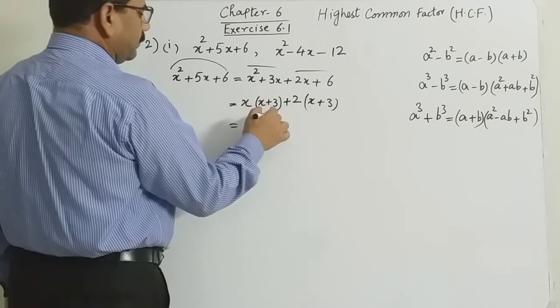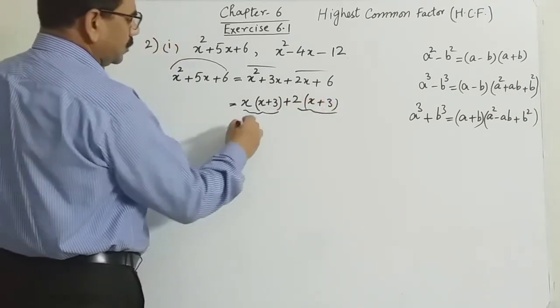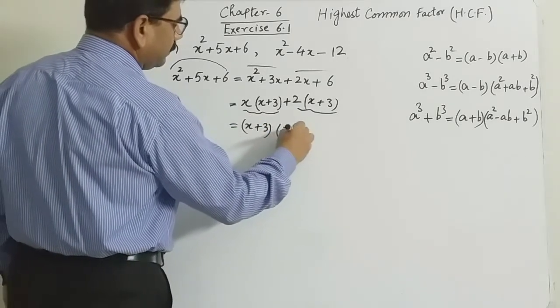Now we have obtained two terms, each containing x plus 3. So x plus 3 is the common factor. As a result, we will have x plus 2.